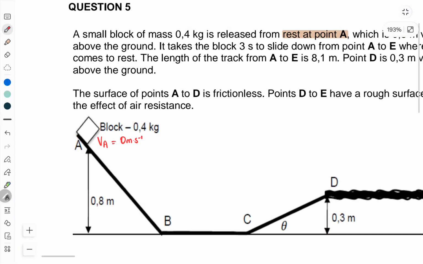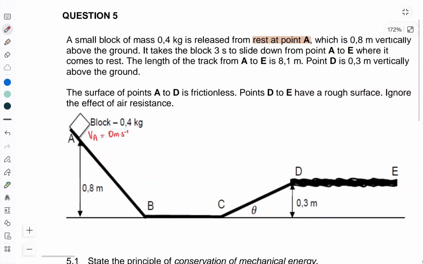My VA just means the velocity at point A. VI can be equal to VA if point A is where I consider my initial point. So it can be my initial velocity, but for now let's call it VA. We'll see when we start calculating if we need to call it VI. This point is 0.8 meters vertically above the ground, as you can see.